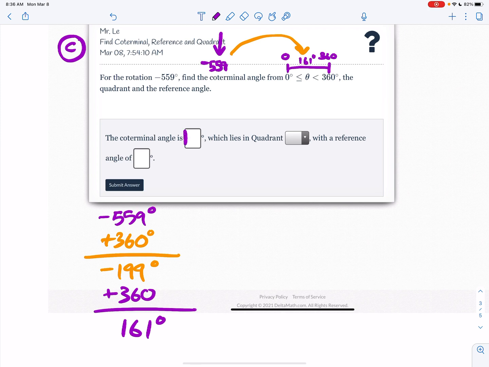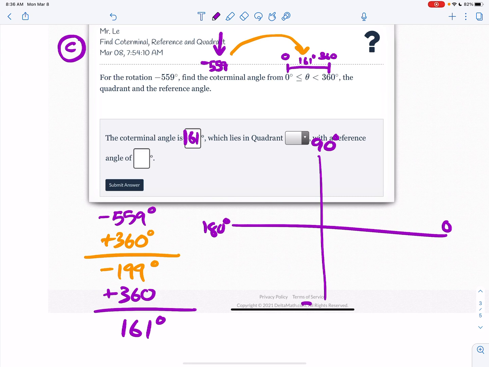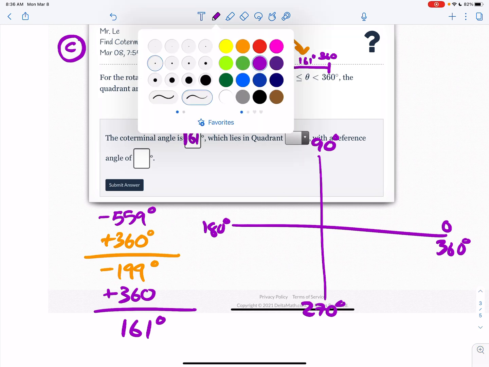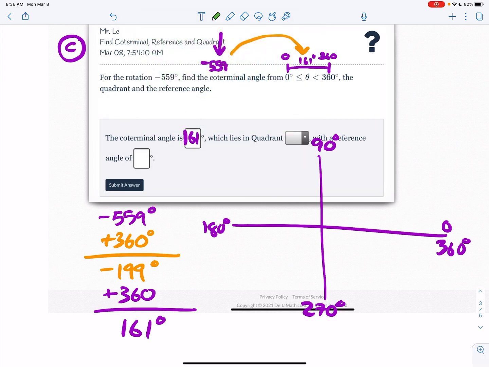So the coterminal angle is 161 degrees, which lies in which quadrant? Okay, so if I'm thinking about this here, I know that this is 0, this is 90, this is 180, this is 270, and this is 360. Going counterclockwise, 161 degrees is definitely somewhere over here. That's 161 degrees. Okay, so we know we're in quadrant 2.